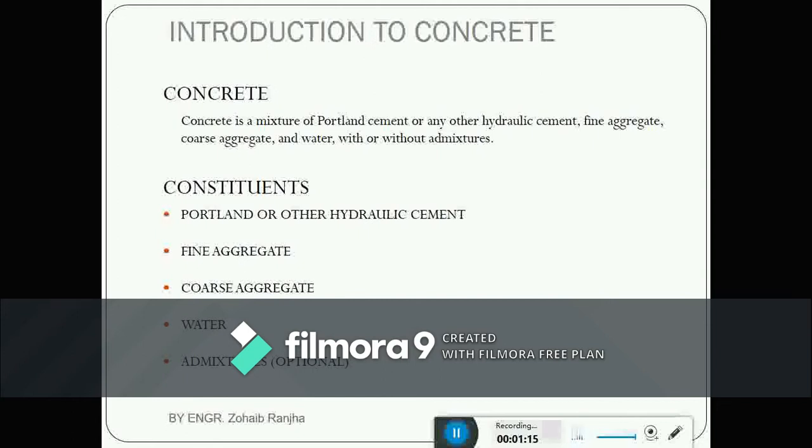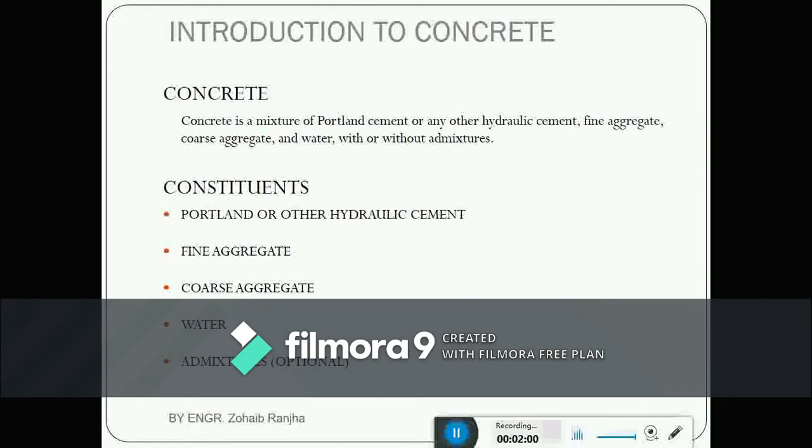Apart from that, fine aggregate means sand, and coarse aggregate means gravel. Gravel means coarse aggregate; crushed stone may be used. Water should be clean and free from impurities because it can affect the strength of concrete. Admixtures are optional. The constituents of concrete: Portland or other hydraulic cement, fine aggregate, coarse aggregate, water, and admixtures, which I have already explained to you.